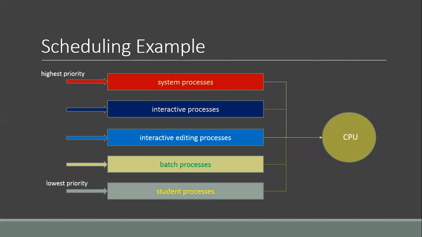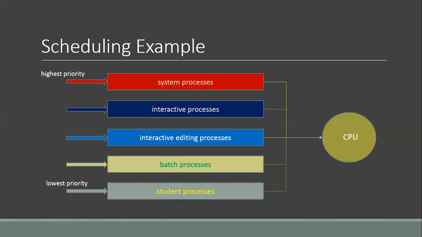The system processes queue has the highest priority as compared to the interactive processes queue, whereas the interactive processes queue has fixed priority over the interactive editing processes queue. And the interactive editing processes queue has absolute priority over the batch processes queue as well as the student processes queue.